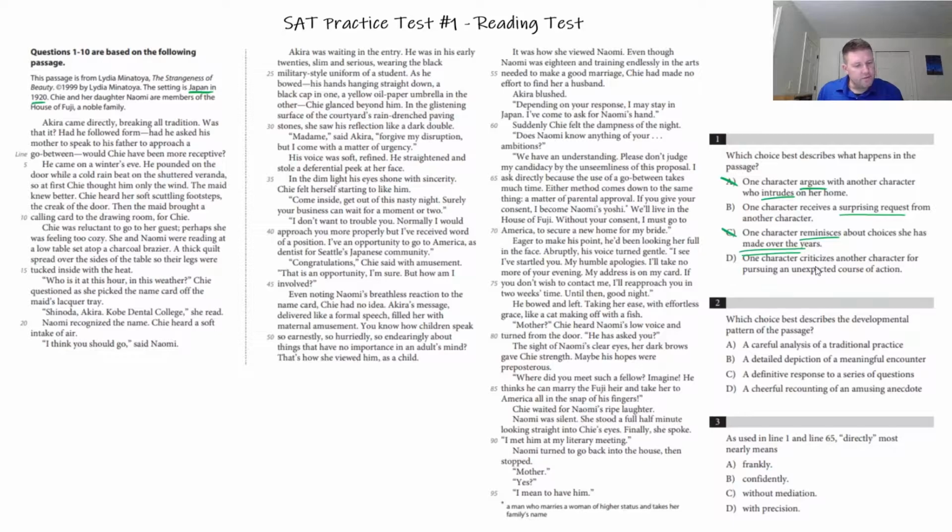And then D, criticizes another character for pursuing an unexpected course of action. Now, this is a bit too narrow because this isn't exactly what happened in the entirety of the passage, right? So even if the mom didn't really approve of the approach, that's just a minor part of the entire passage. It doesn't act as a proper summary, okay? So B is your best answer for 1.